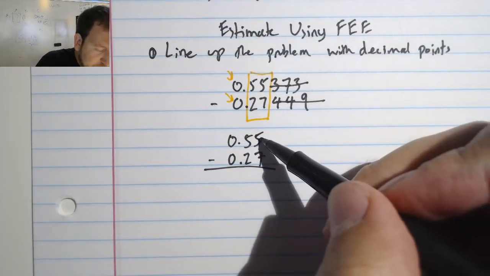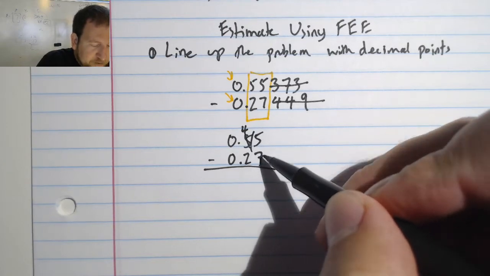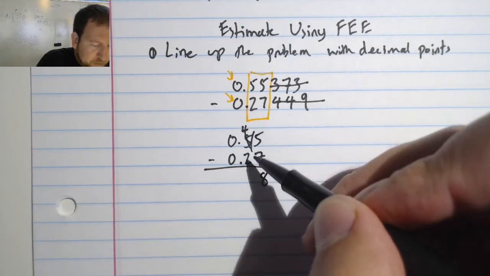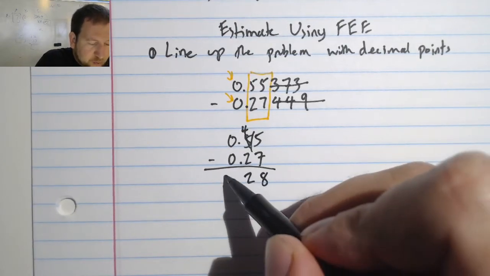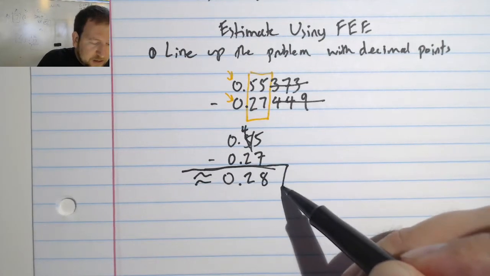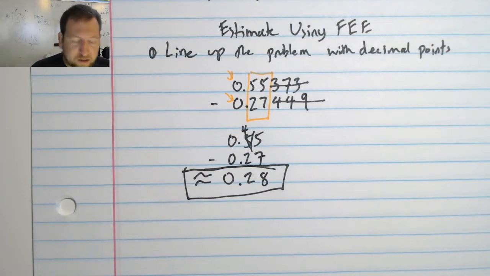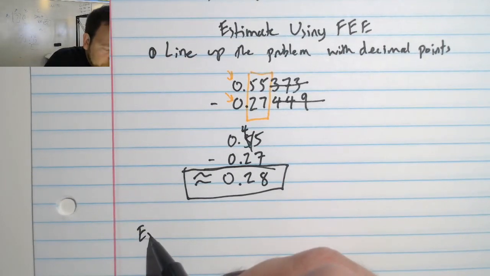Remember, 5 minus 7 I can't do, so I will borrow. 15 minus 7 is 8. 4 minus 2 is 2, and I bring down my decimal. And I can even put this little approximately equal to sign, because this tells me that I estimated and it is not an exact subtraction. Okay, if you feel like you understand, go ahead and go on. I'll probably do a couple more.